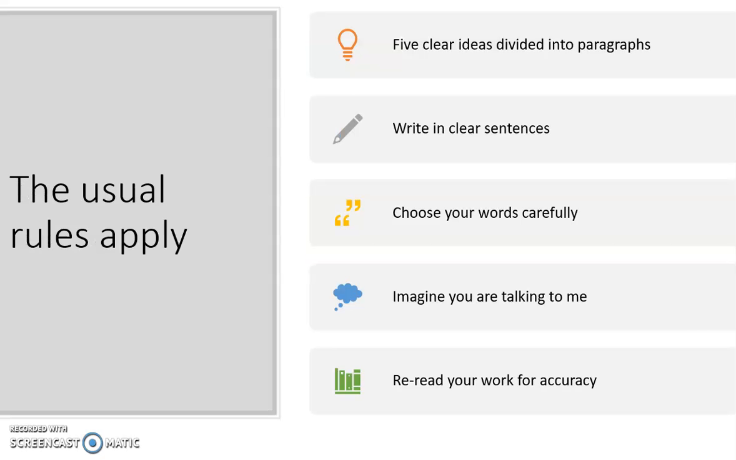So the usual rules apply. We want five clear ideas divided into clear paragraphs. Write in clear sentences. Choose your words carefully. Bear in mind what we've just learnt in this lesson about tautology, and not overwriting. If you get stuck, imagine you're talking to me, imagine you're telling me what you want to do, and that should unclog your brain a bit and make it easier. And reread your work for accuracy at the end.